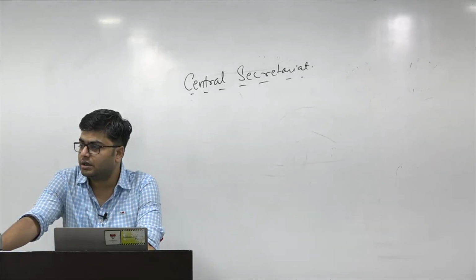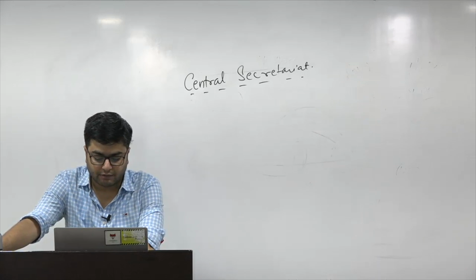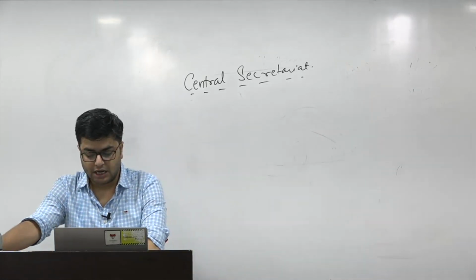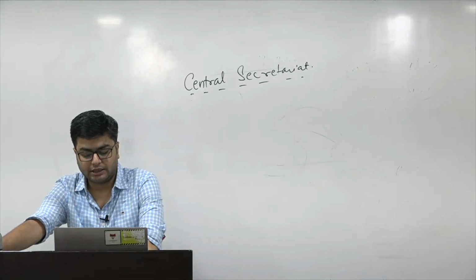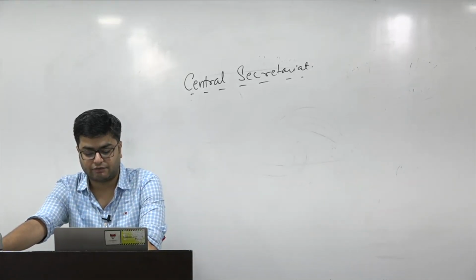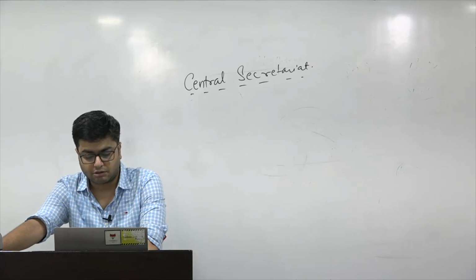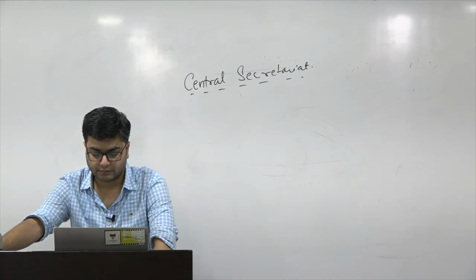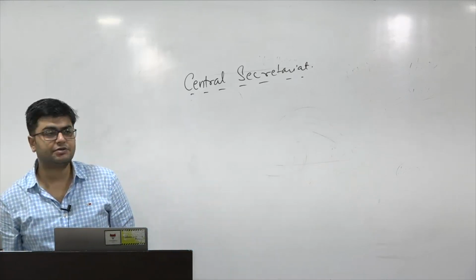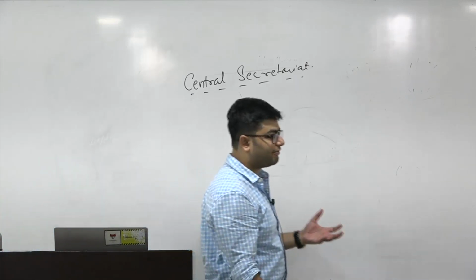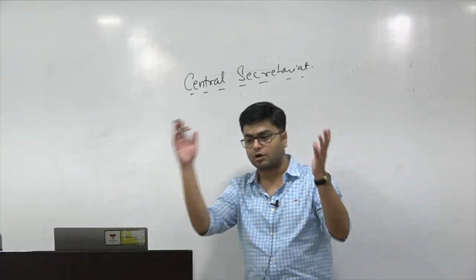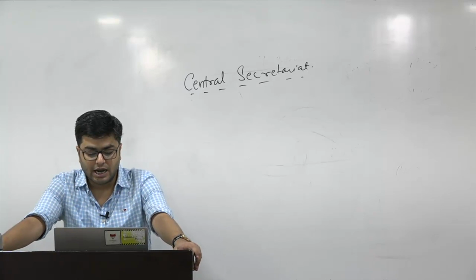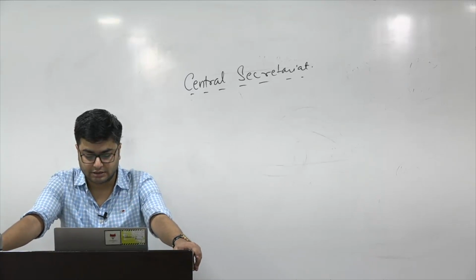You see, the government's actions are taken in the name of the president, but the president is merely a constitutional head, and it is on the aid and advice of the prime minister and the cabinet, the council of ministers, that the president acts. These ministers cannot actually perform their task without this sort of secretarial assistance. They require administrative assistance.